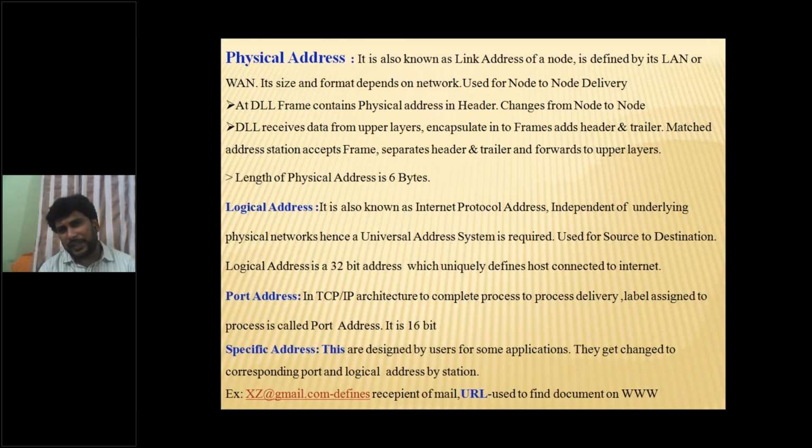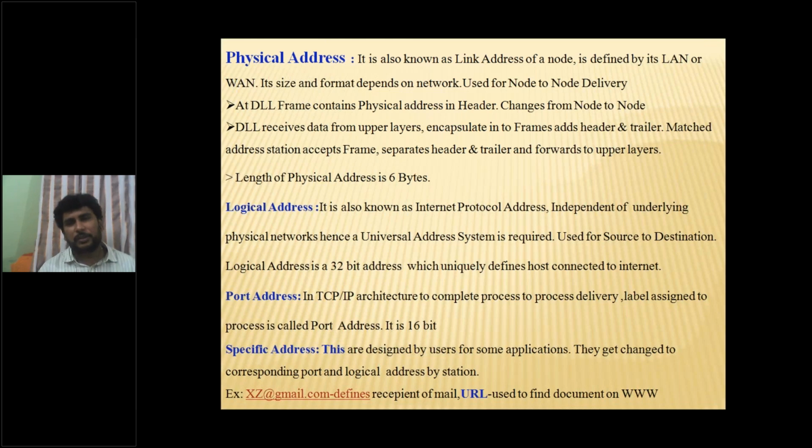Now remember, the major function delivered by the physical address is node-to-node delivery. But what is required is not just node to node, but end-to-end delivery. That is only possible with the help of the second address, called the logical address, also known as the IP address. Node to node, we may have a change of source and destination address, but in end-to-end delivery, we need the IP address to remain unchanged. That is the reason why the IP address is called a universal address.